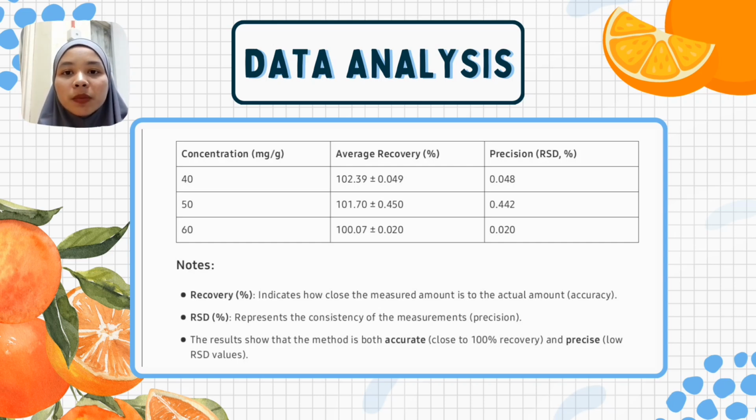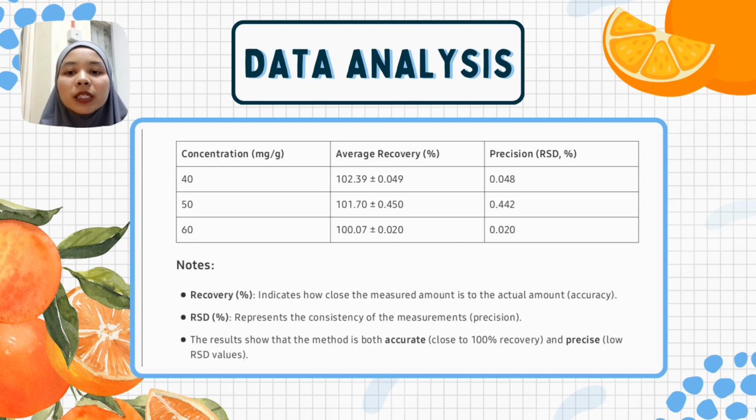For the 50 mg per g concentration, the average recovery was 101.70%, still close to the target of 100%, and showing good reliability. And also for the 60 mg per g concentration, the average recovery was 100.07%, almost perfect and well within acceptable limits.